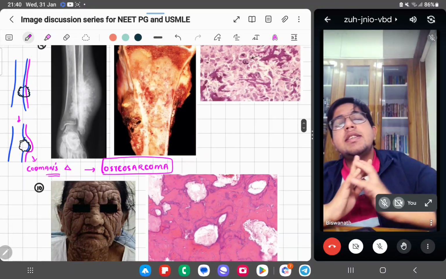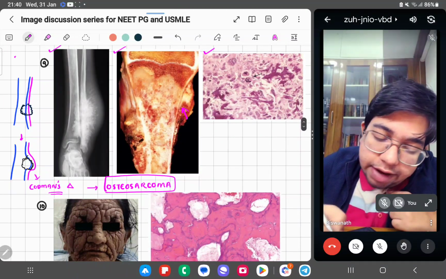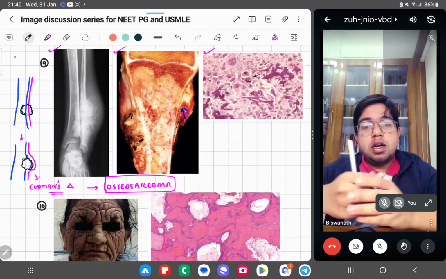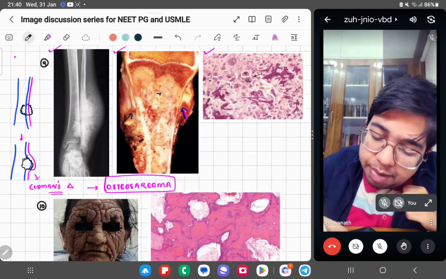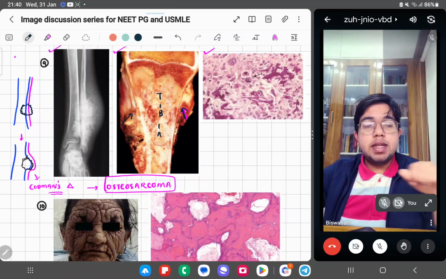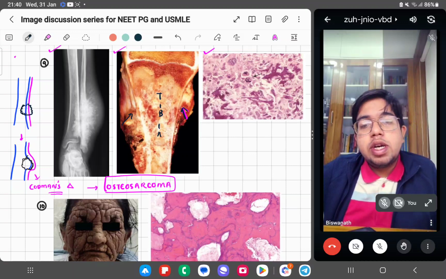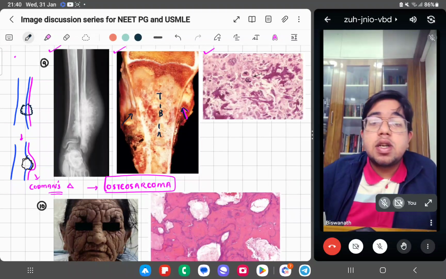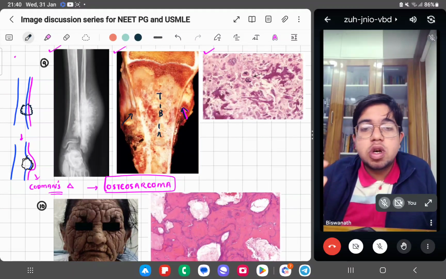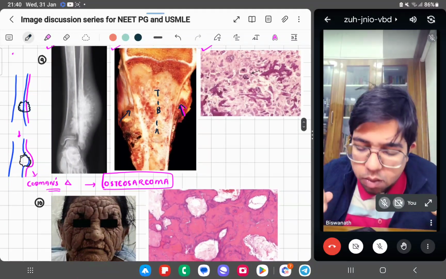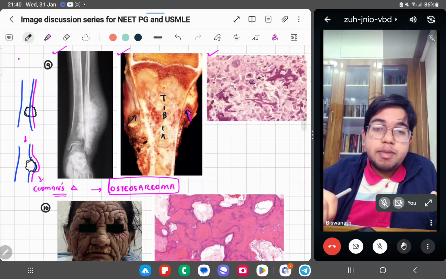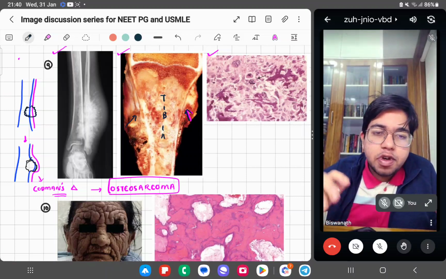And this is a malignant tumor. Here you can see there are areas of invasion. The soft tissue is invaded. This is a tibia bone, by the way, and you can see the soft tissue being invaded by these bony deposits. So you can generally say that there is metastasis. Of course, it's the most common malignant primary bone tumor, osteosarcoma.